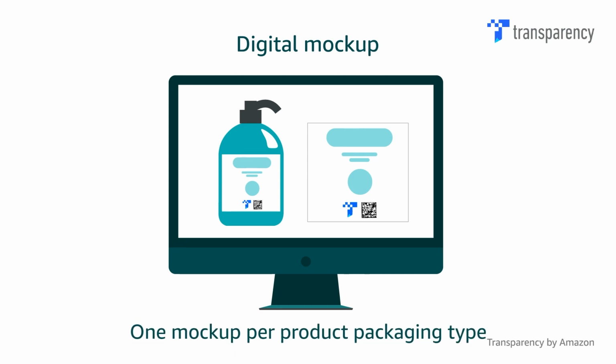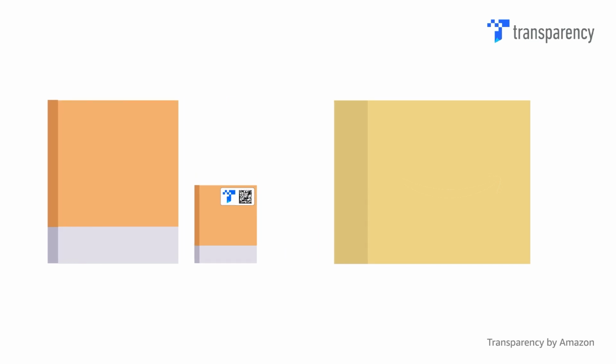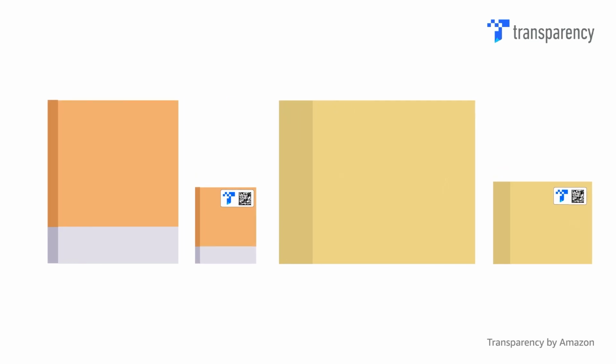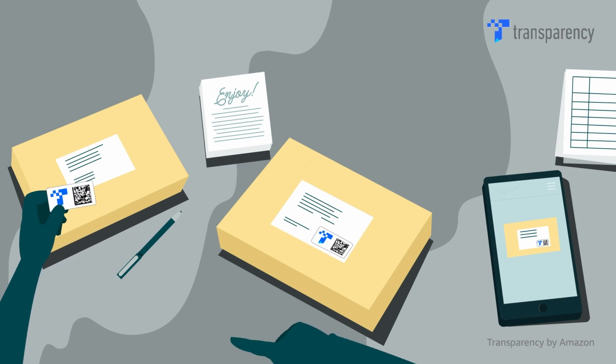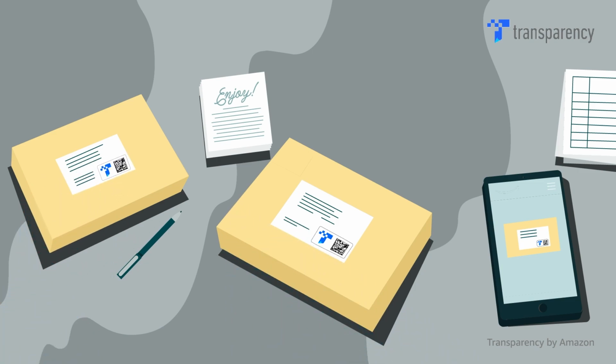For example, let's say you sell your products in either a corrugated box or a poly bag. You would then provide 2 mock-ups, one for the poly bag and one for the corrugated box. The digital mock-up is crucial as your operations team will use this as a visual reference when affixing the transparency label to the product.